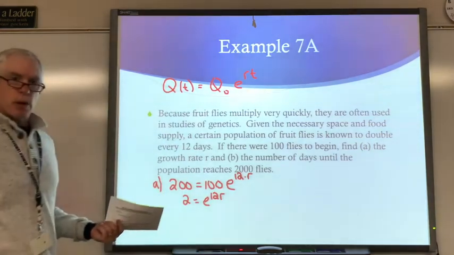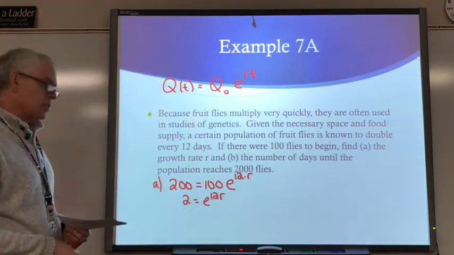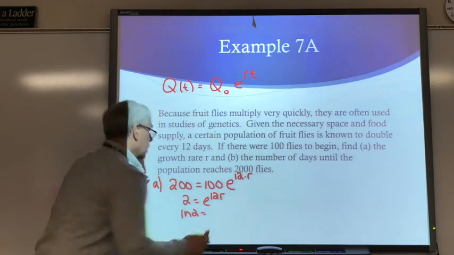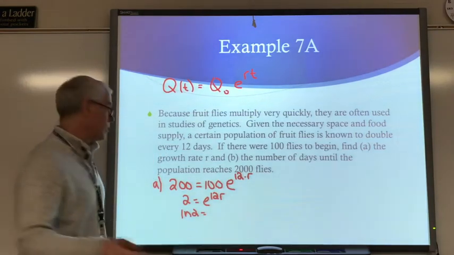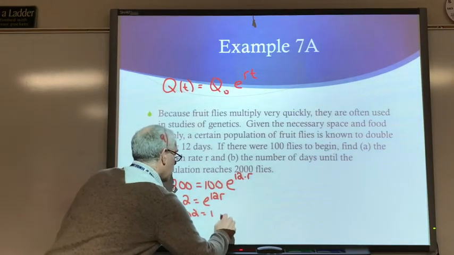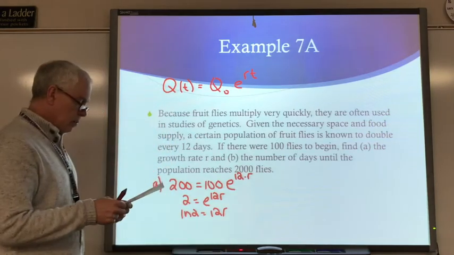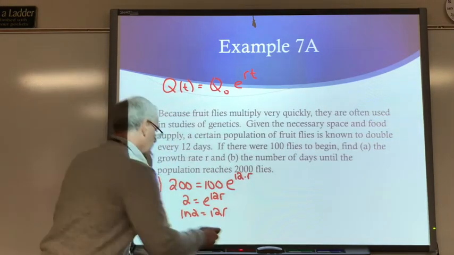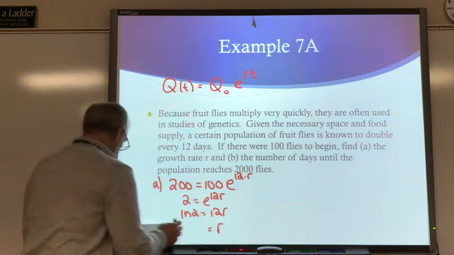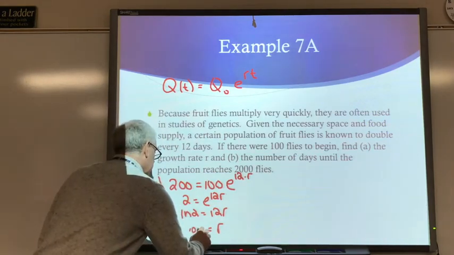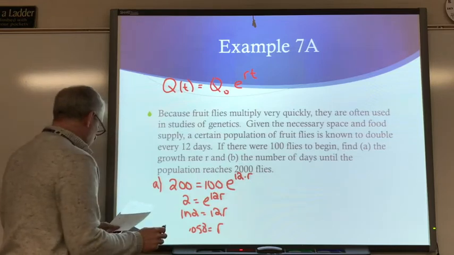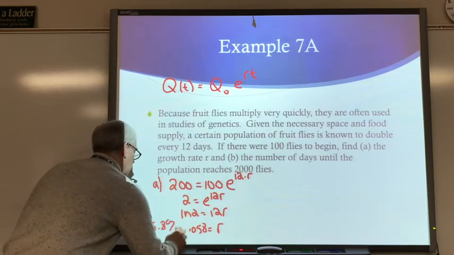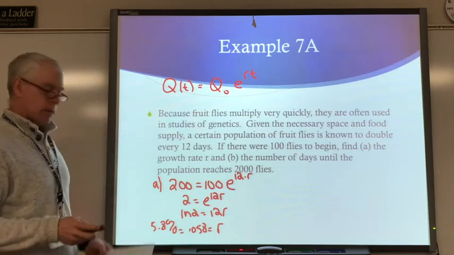Because I've got an exponential, I need a logarithm to undo that. So I'm going to take the natural log of both sides. When you take the natural log of e, it undoes it, so then I'm left with just 12r. And so if I divide by 12, ln of 2 divided by 12, I get 0.058, okay, or about 5.8%. That is going to be your growth rate, okay?